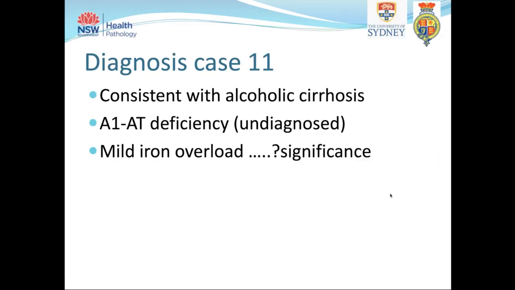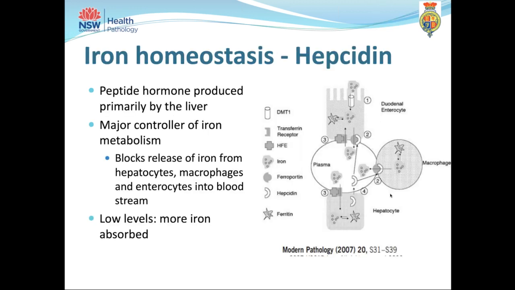So we have changes consistent with alcoholic cirrhosis, which, as I said, can be tricky in end-stage liver, but I think we've got enough to corroborate this. Undiagnosed alpha-1 antitrypsin deficiency, which always makes me very happy when I pick something up that wasn't known about by the hepatologist, and also some mild iron overload.